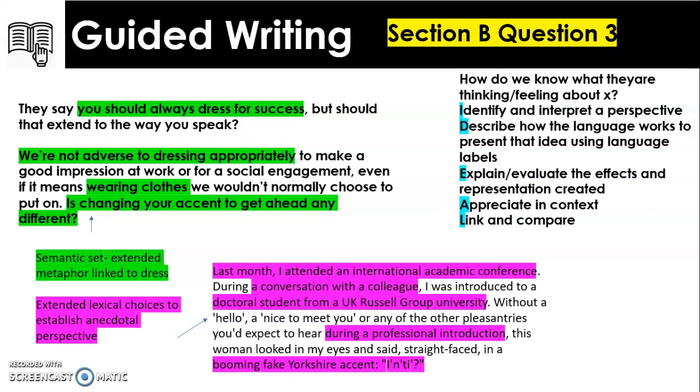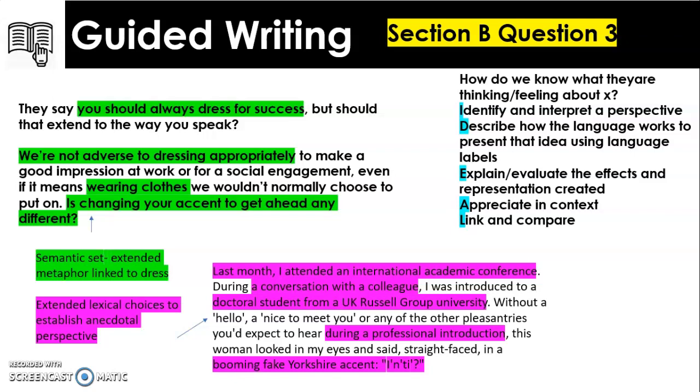So we've got something we've seen before, the green bits I've just been pulling out for you. We've got a semantic set, extended, which introduces our extended metaphor that links to dress and how we put on clothes. So we've got "you should always dress for success." We've got that clause phrase, that use of the second person pronoun "you", the modal "should always dress for success", so dress being used in the present tense.